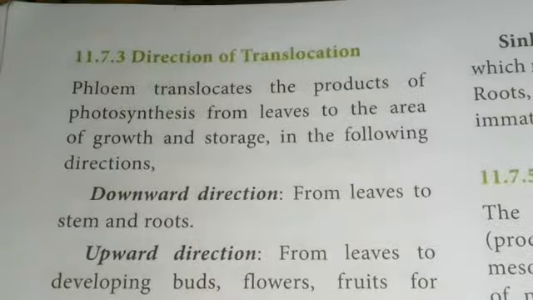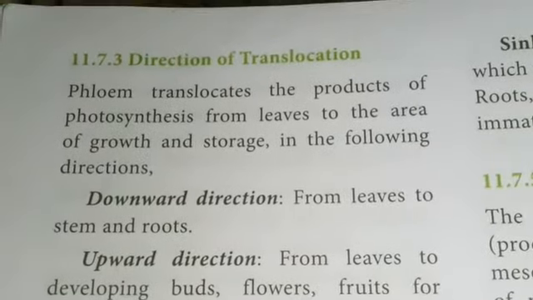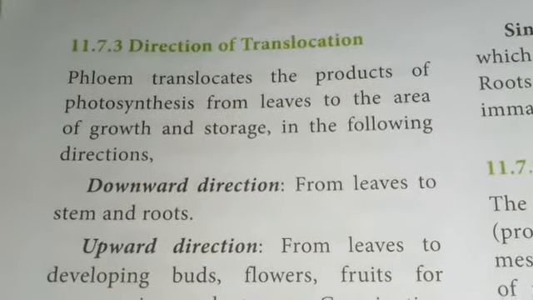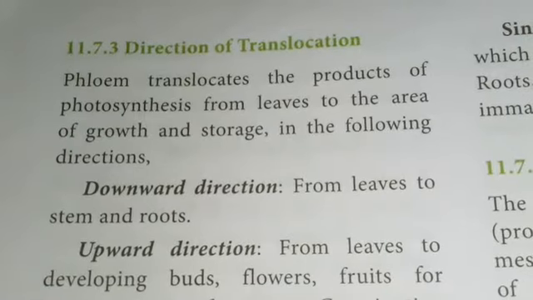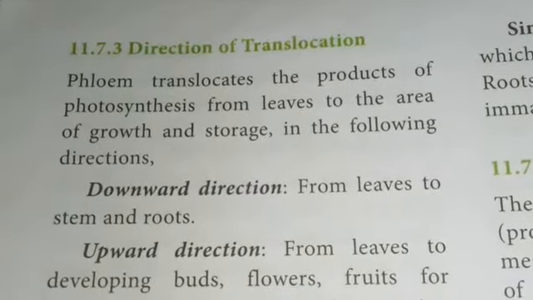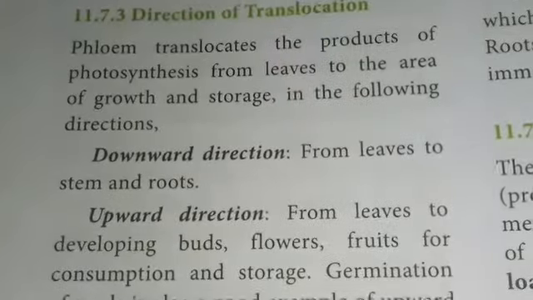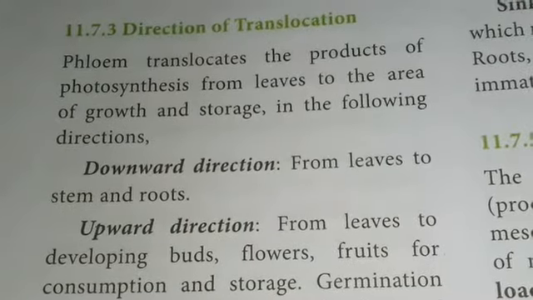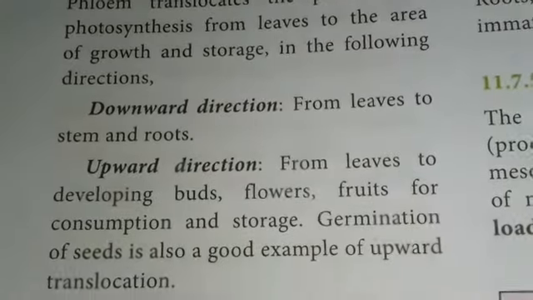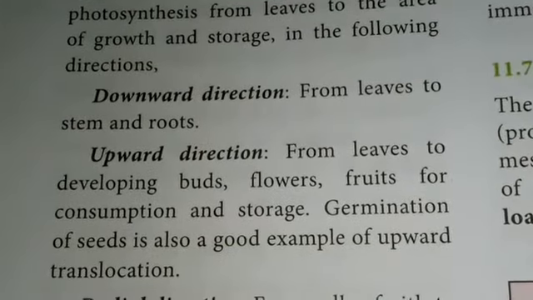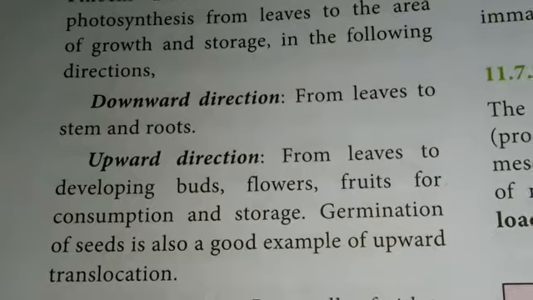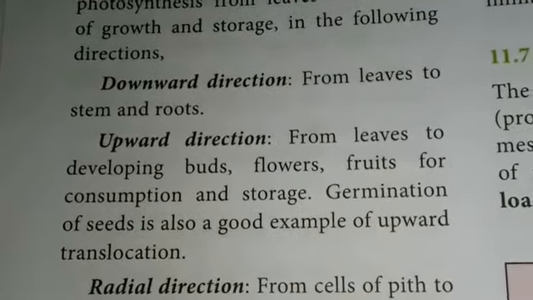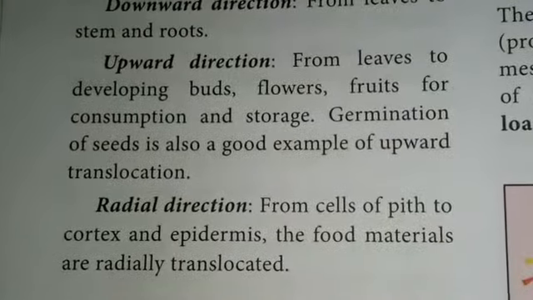Direction of translocation. The phloem translocates the product of photosynthesis, that is starch, from the leaves to the areas where it is needed, that is, areas of growth and storage. So the translocation of food takes place in different directions, that is downward direction, upward direction, and radial direction.